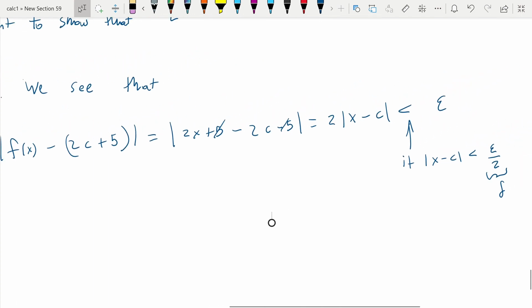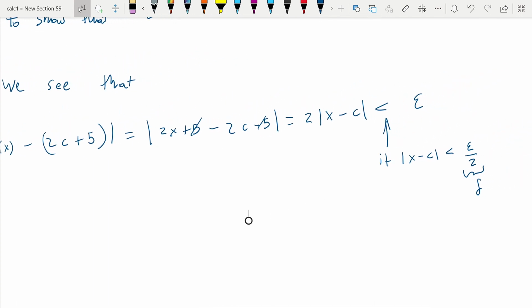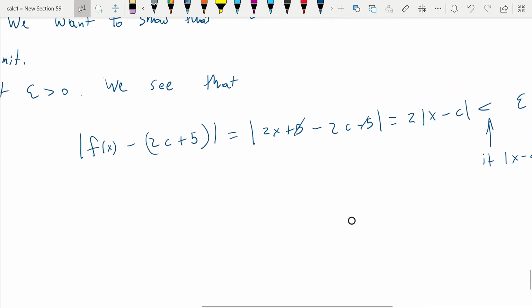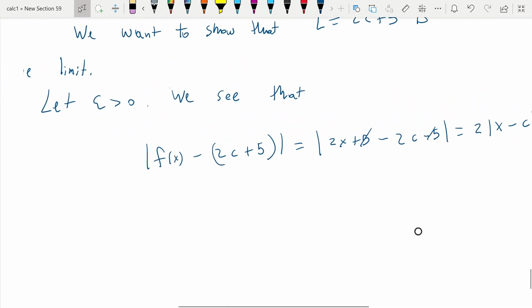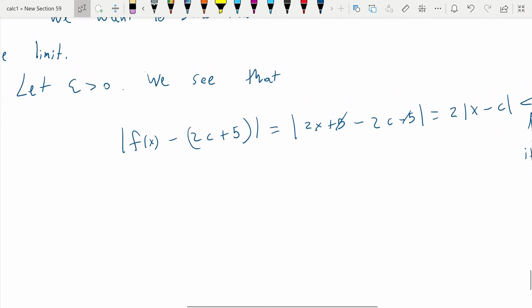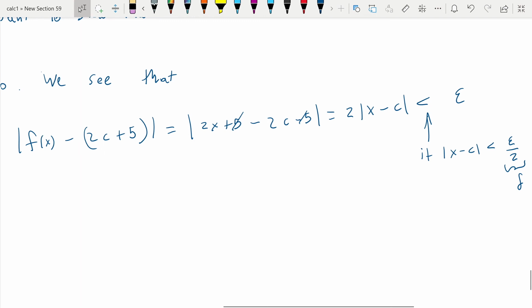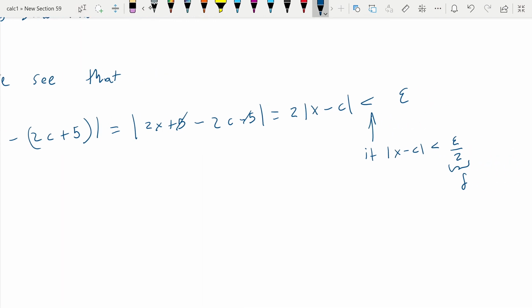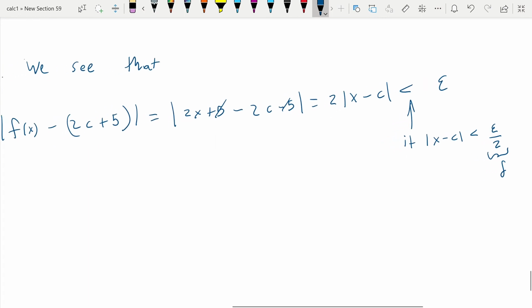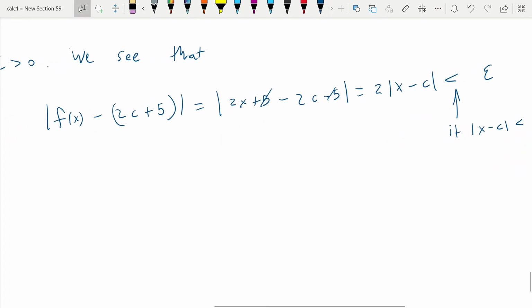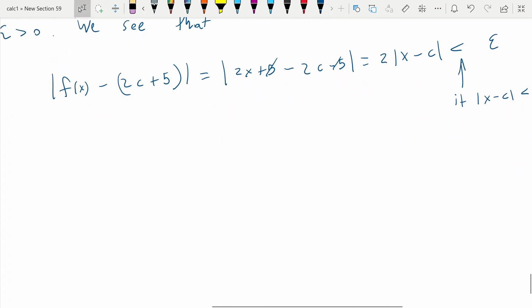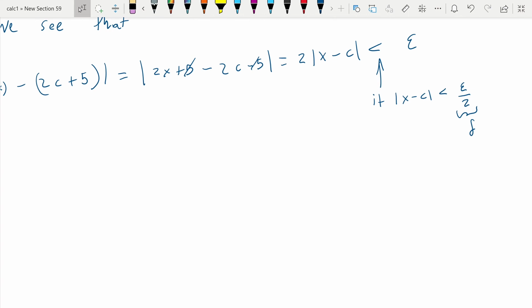And so we found a condition, we found a delta, and we've shown that if for every epsilon greater than 0, we're able to find a delta such that if this distance is less than that delta, epsilon over 2, the distance between f of x and the supposed limit is less than epsilon. And this is how you proceed.